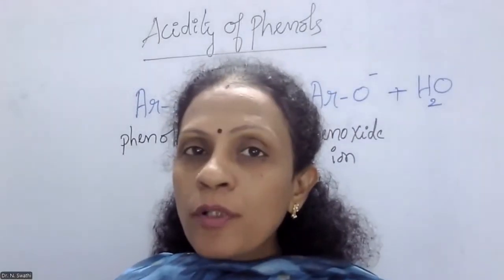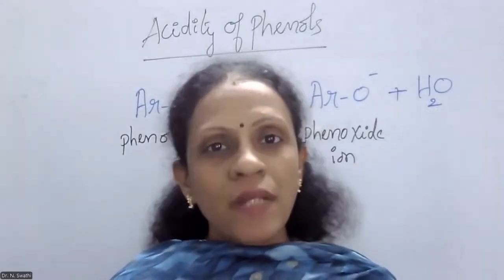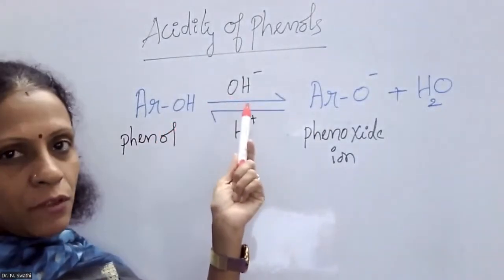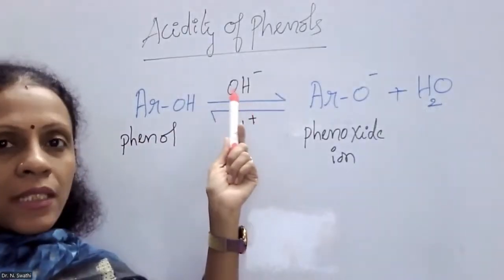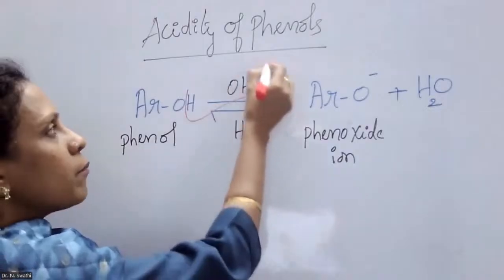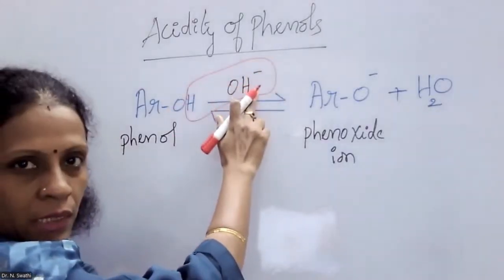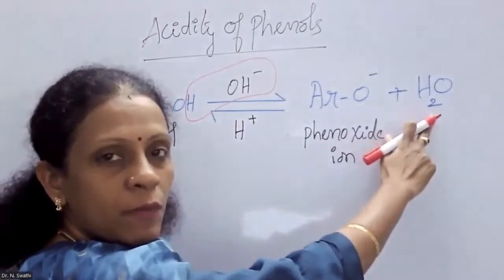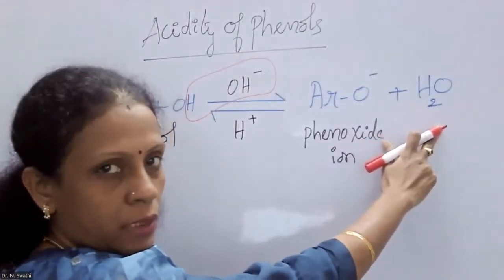The ability of compounds to lose protons is the measure of acidity. Phenols lose protons whenever they are treated with aqueous hydroxides. That is, whenever they are treated with either sodium hydroxide or potassium hydroxide, the hydrogen of phenol will be abstracted by the hydroxide group of the aqueous alkalis, and thus OH minus ions react with H plus, and thus there will be formation of water molecule as the byproduct.